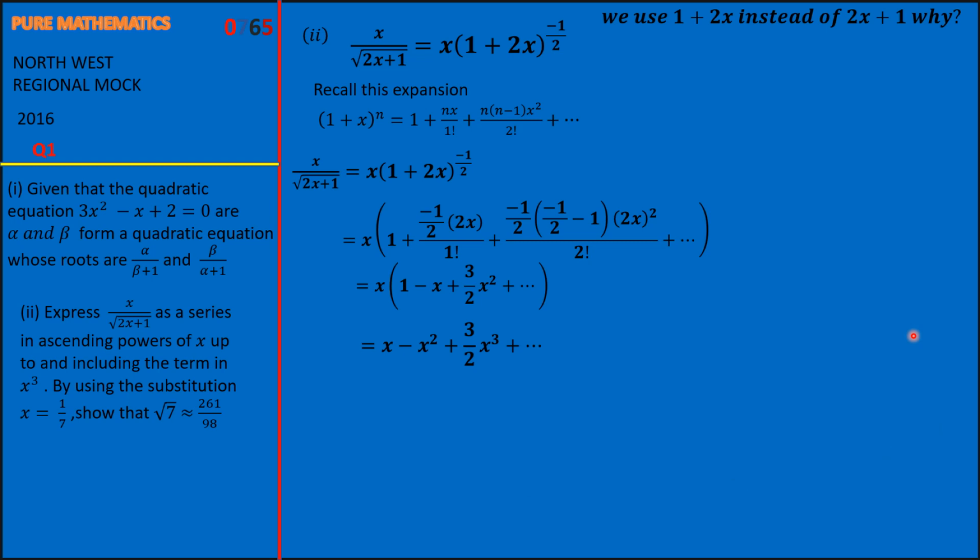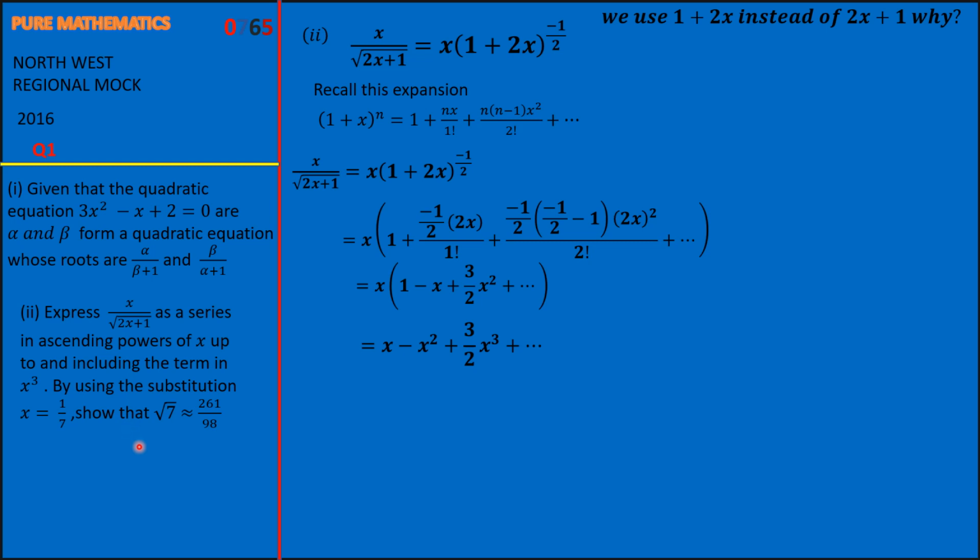Now they say we should replace x by 1 on 7 and show that root 7 is approximately equal to this. Remember, this expansion is valid only when x lies between what? Only when the absolute value of 2x is less than 1. That is, x lies between negative 1 on 2 and 1 on 2. It's important to know that. And 1 on 7 is in that interval, so it makes sense. We can use it to do the calculation.